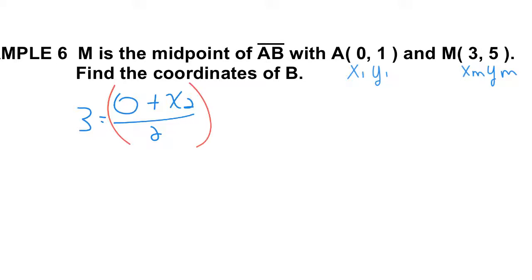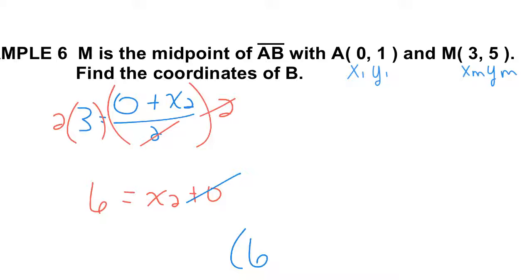Now, since there's just a fraction over here, I'm going to multiply both sides by the denominator to get rid of it. 6 equals x2 plus 0. I just flipped it around there because guess what happens to 0? So x2 is 6. So I know that I have 6 right there. And this is point B, I think. So we'll just go ahead and write that there.